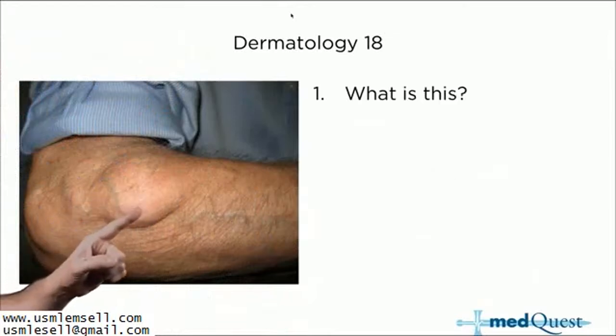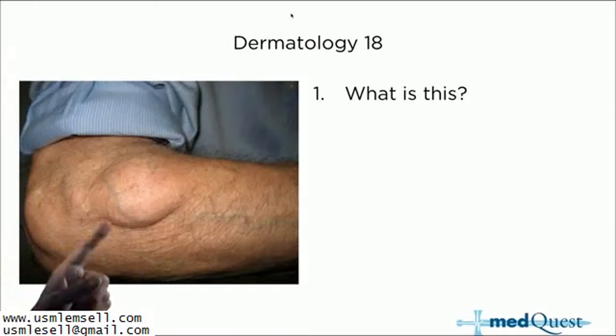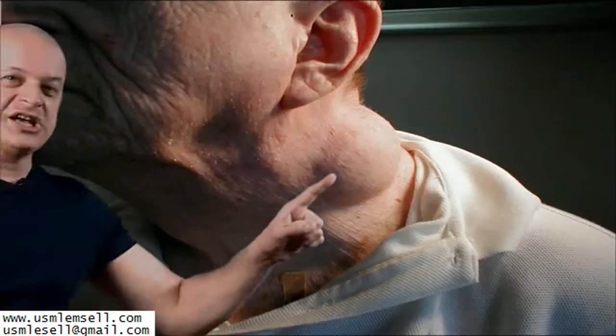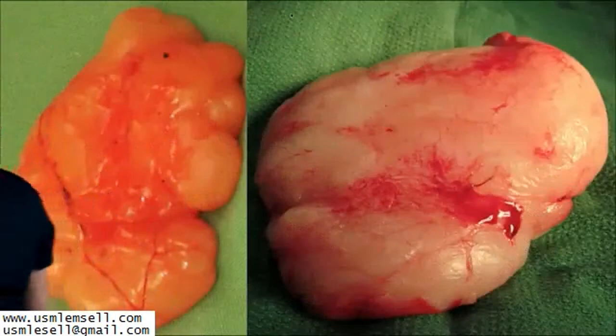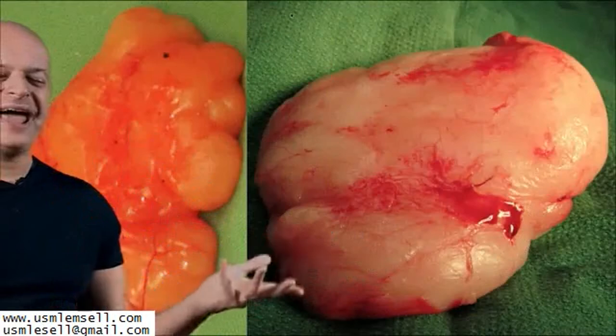Soft and squishy and asymptomatic. The most accurate test, there is no test. You take those things, which are called lipomas, and remove them. These are lipomas, a ball of fat.